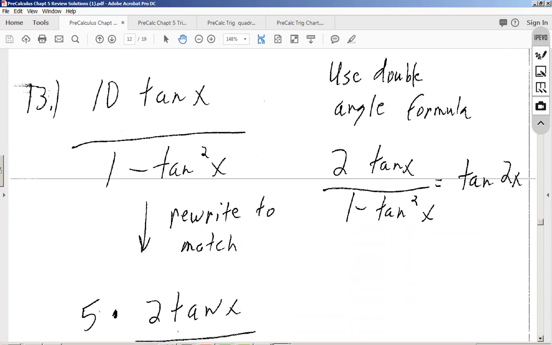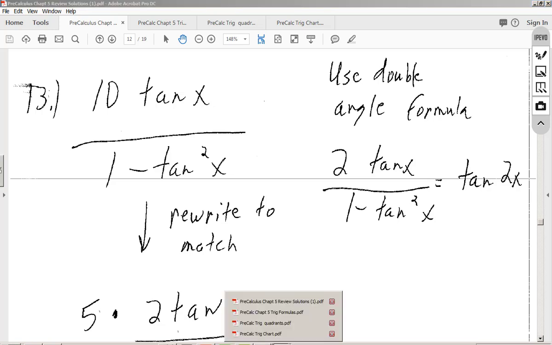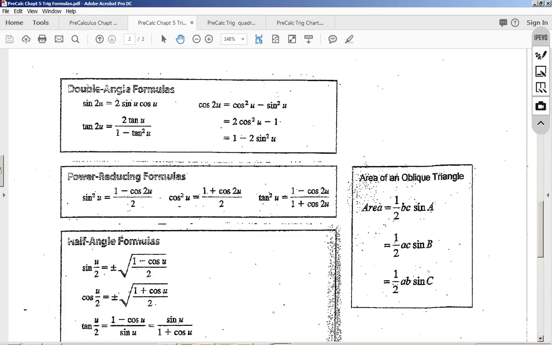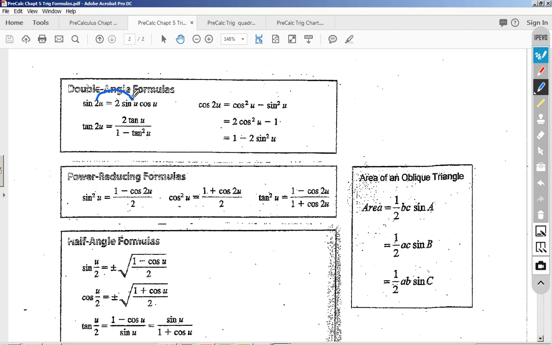Okay, on number 13, it says use a double angle formula to rewrite the expression. So the thing we need to remember about our formulas is they work both ways. What I'm talking about is you can go from the left side to the right side, and you can also go from the right to the left. So they work both ways. When you get into calculus too, you have to get used to the idea that sometimes you'll go one way and sometimes you go the other.